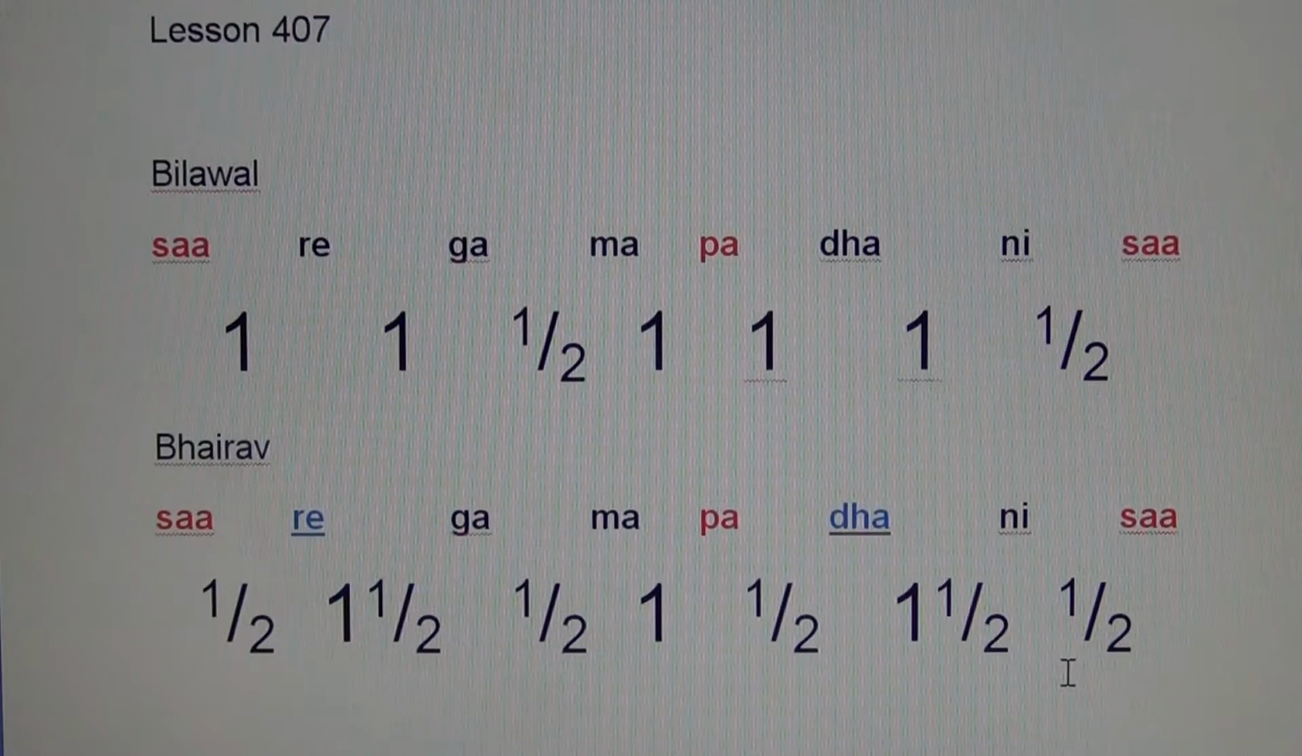We can also remember this by looking at the notes. Sa, Re is komal, Ga, Ma, Pa, Dha is komal, and then Ni, Sa. So Re and Dha are komal notes, meaning they are flattened or a half note lower, and all of the others remain Shuddh or pure notes.